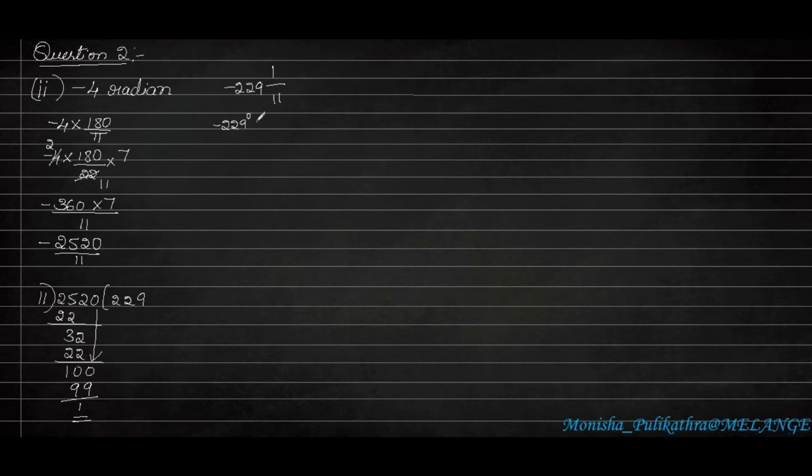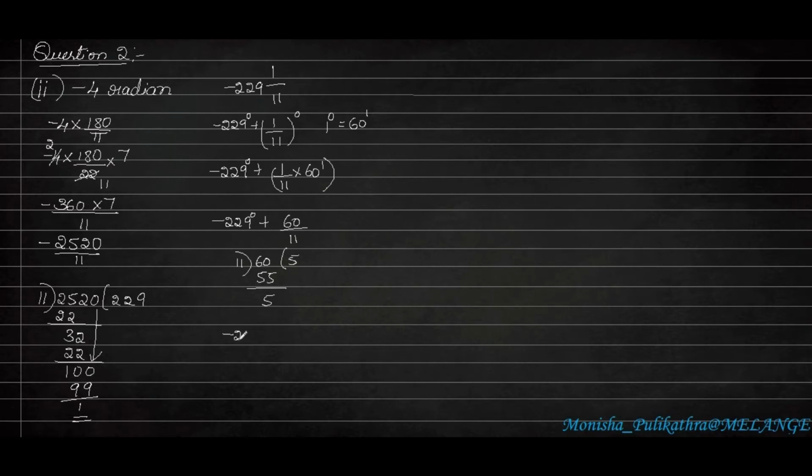So minus 229 degree plus 1 by 11 will become a whole degree. We know that 1 degree is equal to 60 minutes. So we can convert this degree to minute now. Minus 229 degree plus 1 by 11 into 60 minutes. So here minus 229 degree plus 60 into 1 will be 60 by 11. So again we need to divide 60 by 11. So 11 ones are 11. So 11 5s are 55. Remaining is 5. Since we can't divide 5 here, we will be stopping the fraction form.